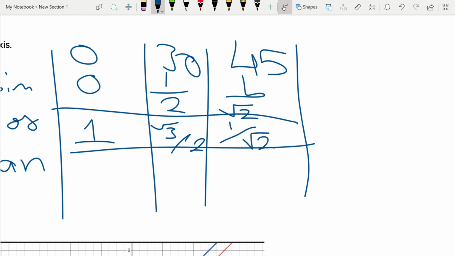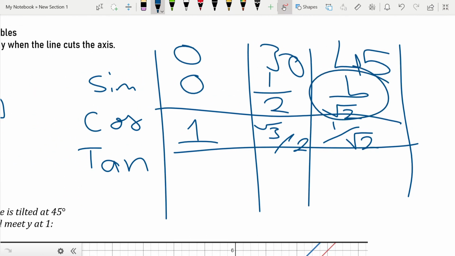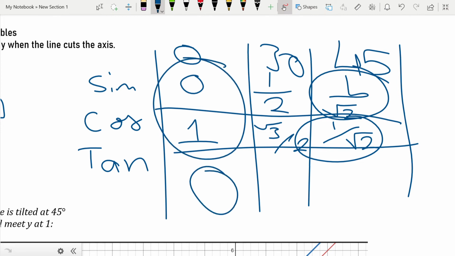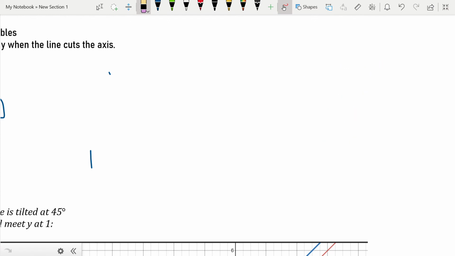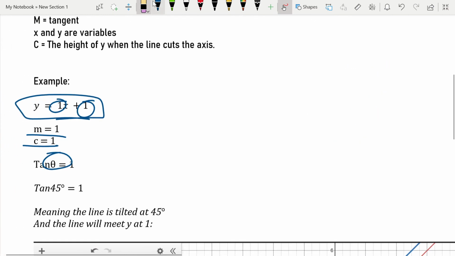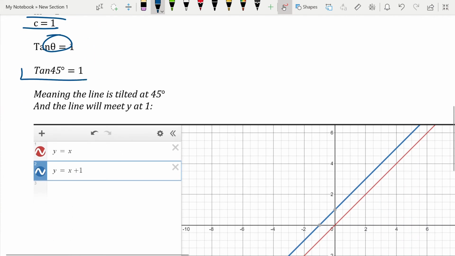Now tan is basically sine over cos. So tan 0 is going to be 0 by 1, which is 0, right? Tan 30 is going to be 1 by root 3 because we cut out the 2's and we've got 1 by root 3. Then tan 45 is going to be 1. Alright, so that's basically what we're talking about. Let's rub all that out. Sorry, that took a little bit of time. Alright, tan 45 degree is equal to 1, meaning the line is tilted at 45 degree and the line will meet y at 1.